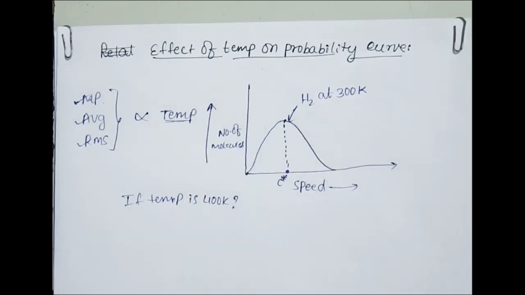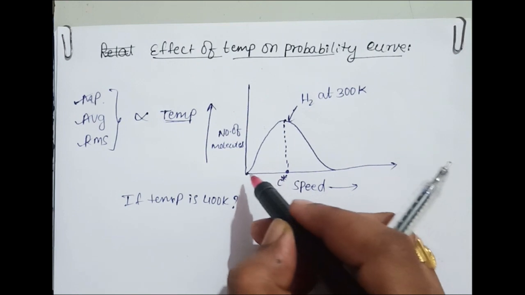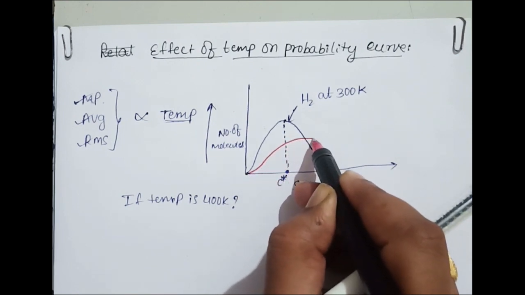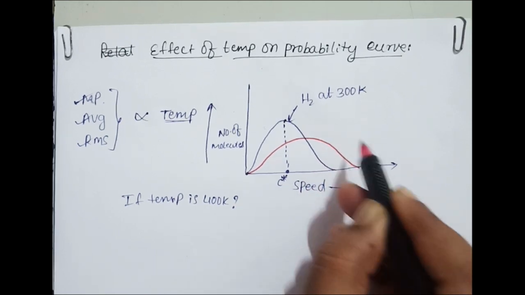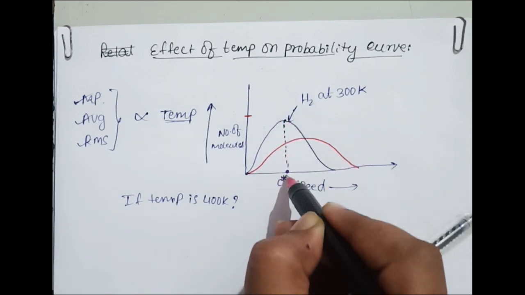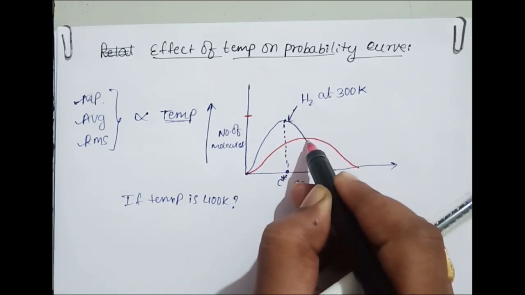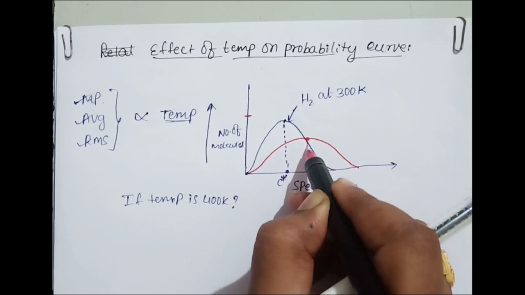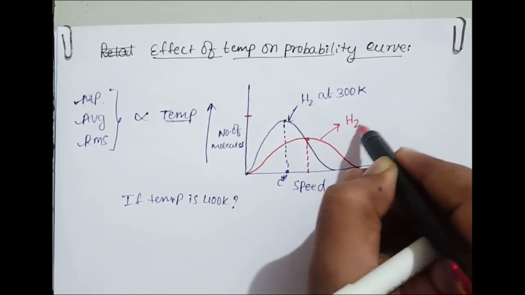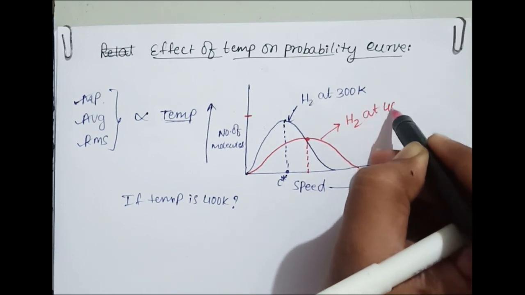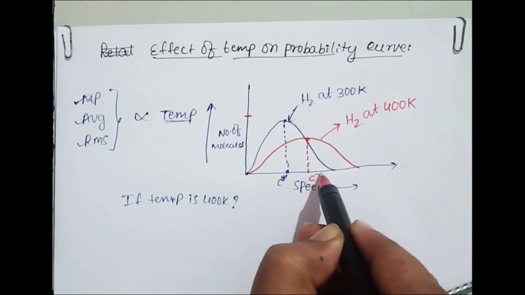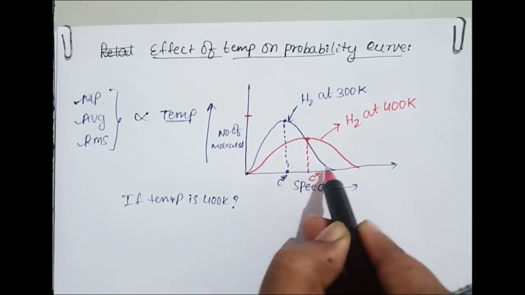So this means at this point, the most probable speed will increase. So the graph will broaden now. The number of molecules having the most probable speed will decrease, and this is now the most probable speed. This is the graph for hydrogen at 400 Kelvin. Got it? So this is the C star. Now this most probable speed has increased.